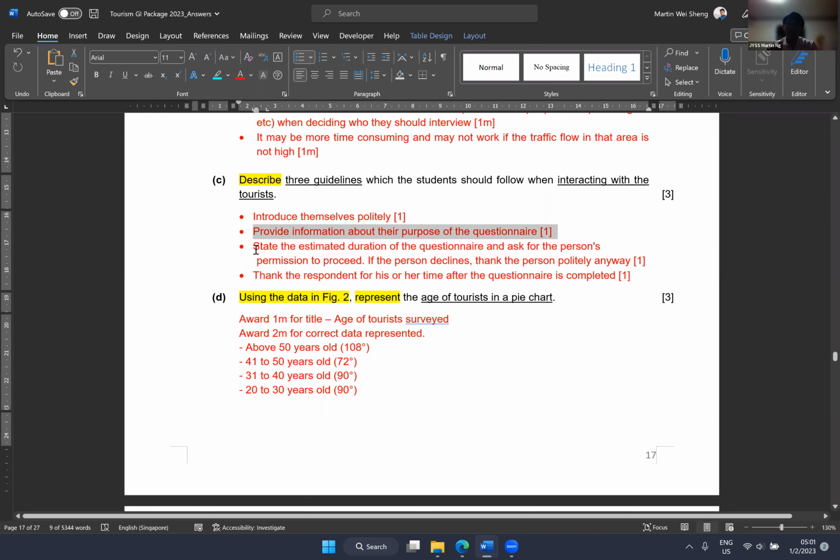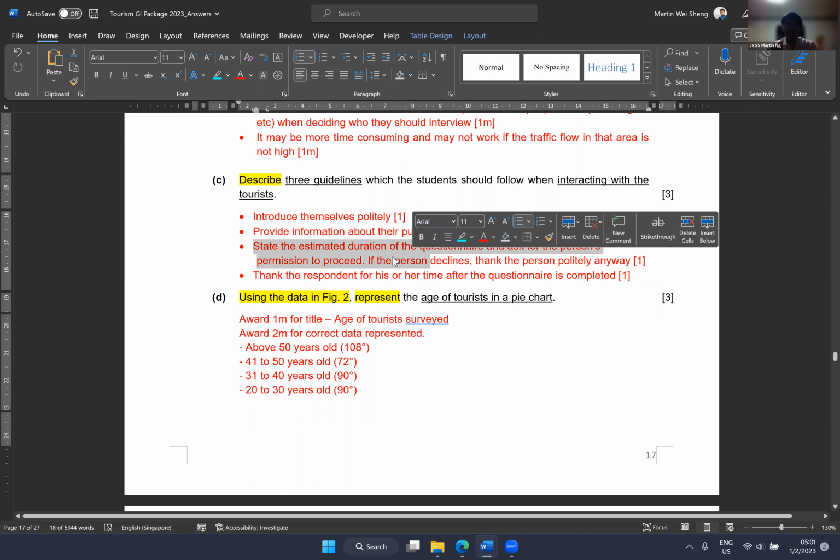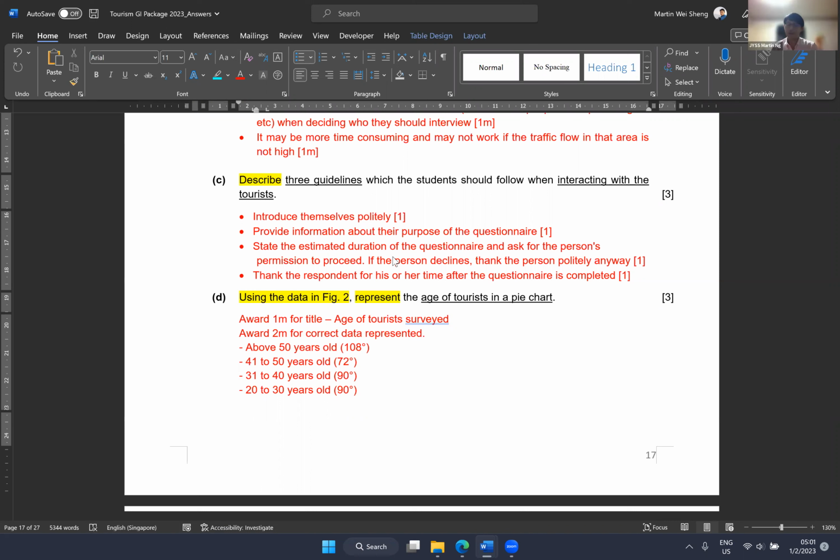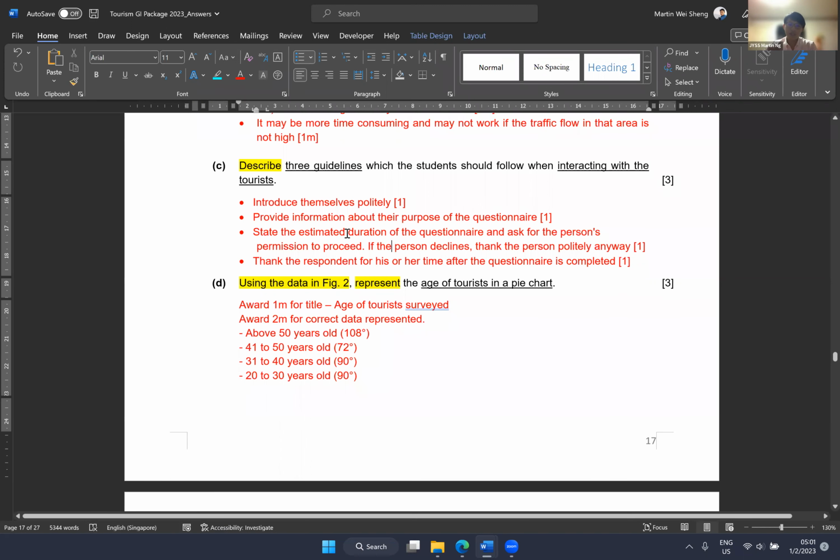Okay. Now, next point over here, state the estimated duration. Some of the respondents might be in a rush. They only have like 30 seconds to 1 minute to spare. So if your survey is 5 minutes, you don't want to have conducted the survey halfway, and then they say, oh, sorry, I have to go. You don't want this kind of thing to happen, right? So you always state the estimated duration. If the respondents are comfortable with it, then they will continue and start doing the survey, right?